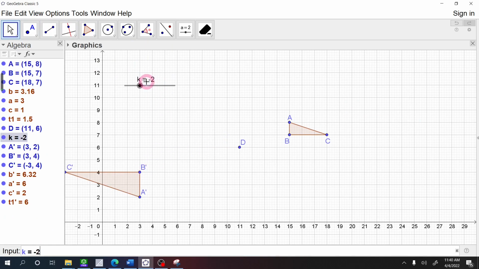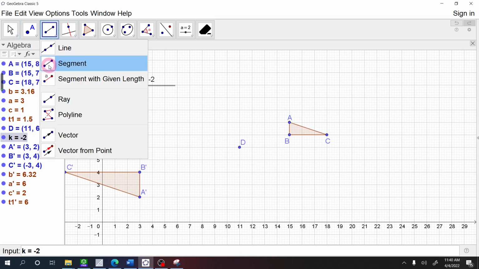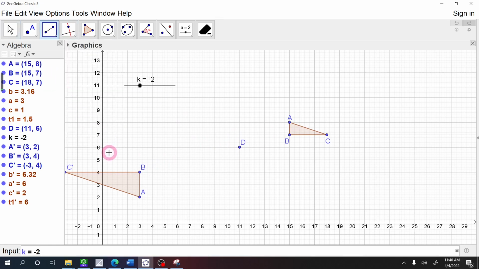Now we have a negative scale factor because the center of enlargement is actually located between the image and the object. To determine the center of enlargement, it's still the same thing. We just need two pairs of corresponding vertices. Okay, let me use B prime and B, A prime and A. The intersection point between these two lines is the center of enlargement.